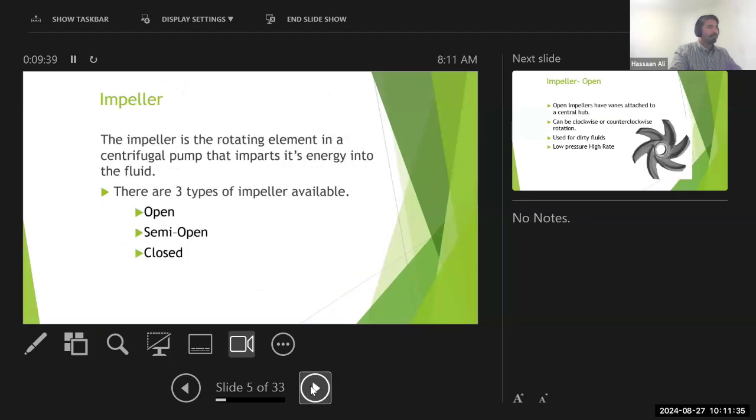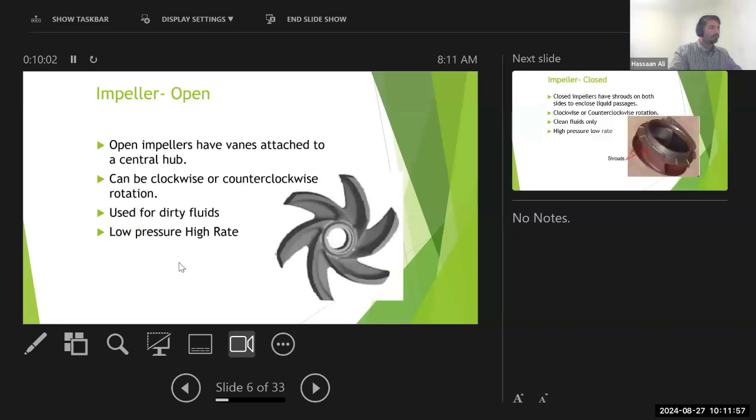There are 3 different types of impellers which we use in the industry. The first is called an open type of impeller. Second is semi-open, and the third one is called closed impeller. As I mentioned earlier, the impeller is there just to impart the rotating energy to the centrifugal pump so that we can transfer that energy from rotating to a static head.